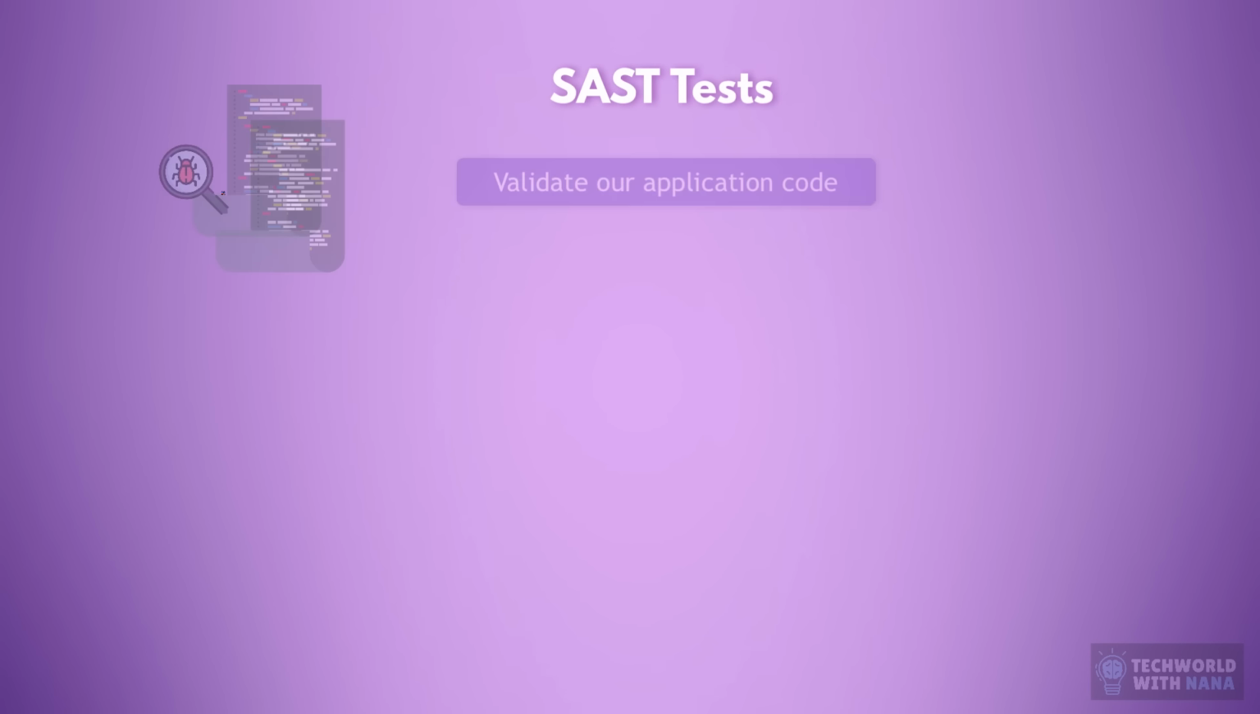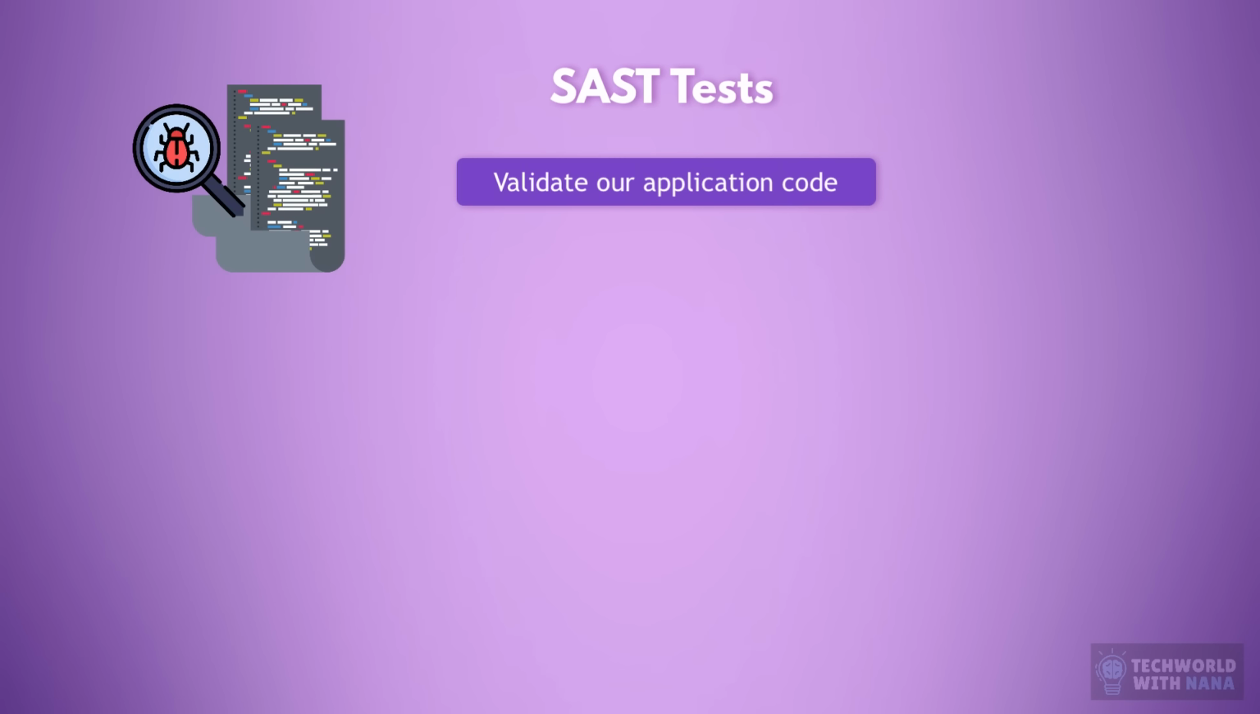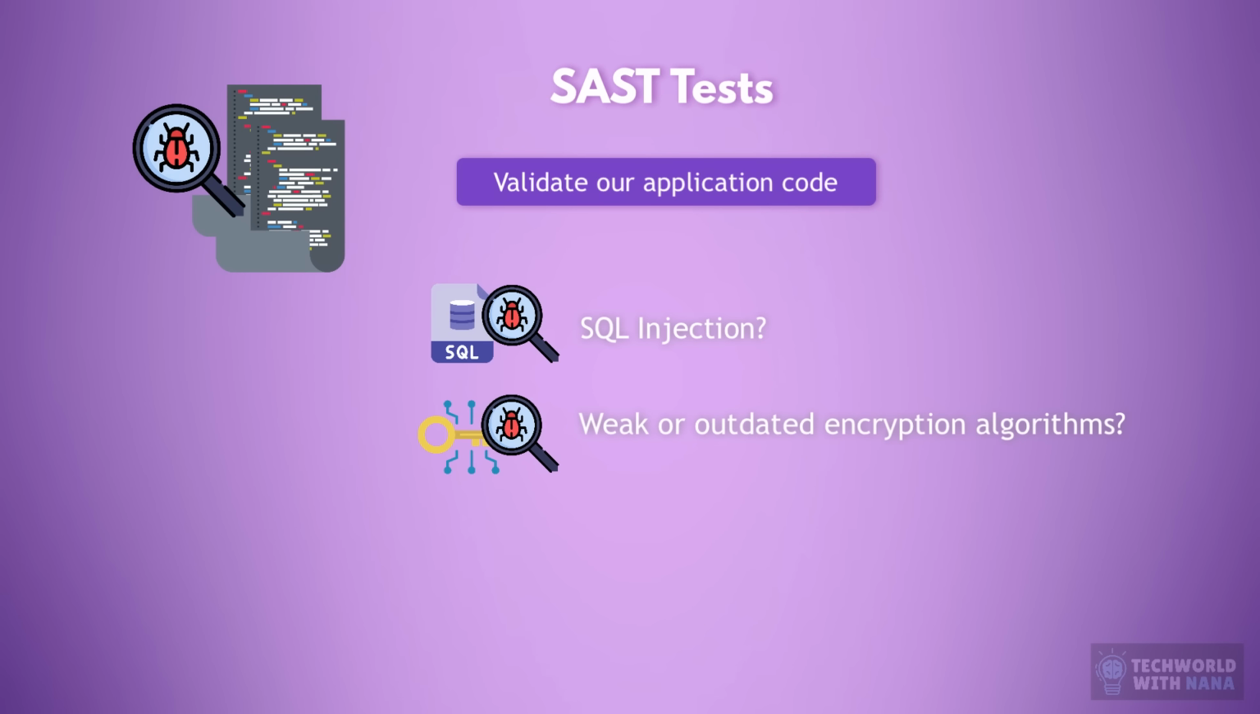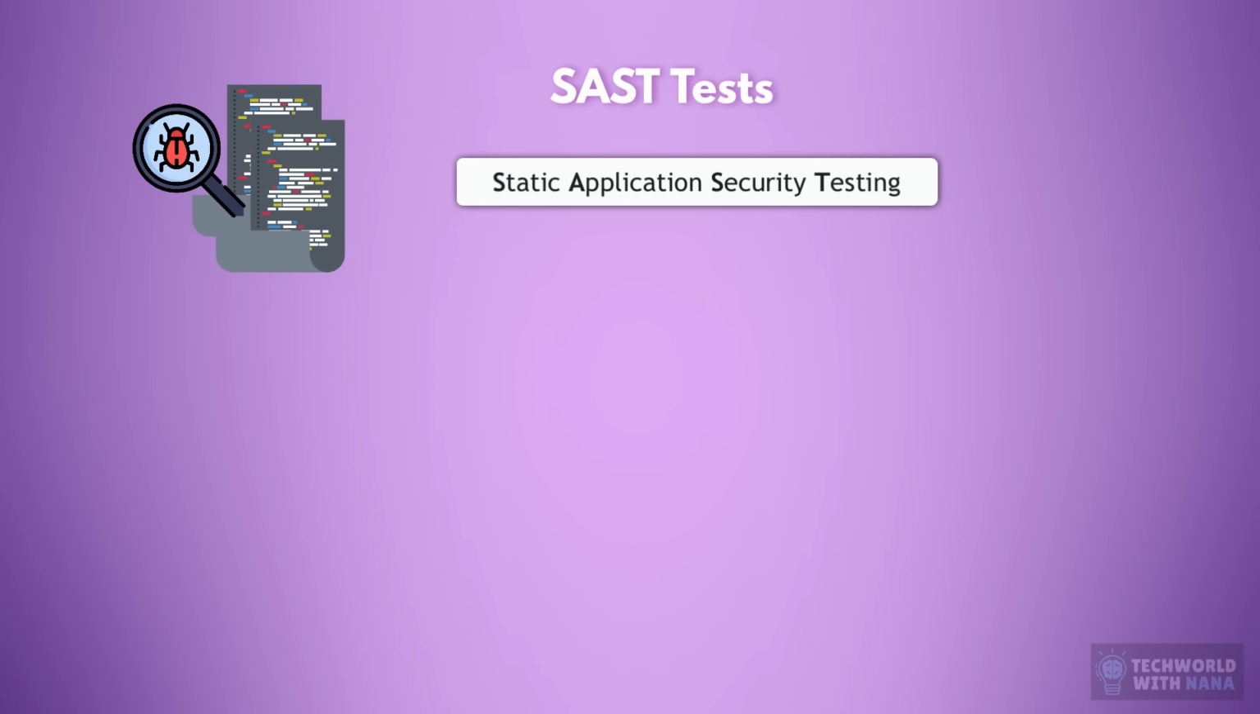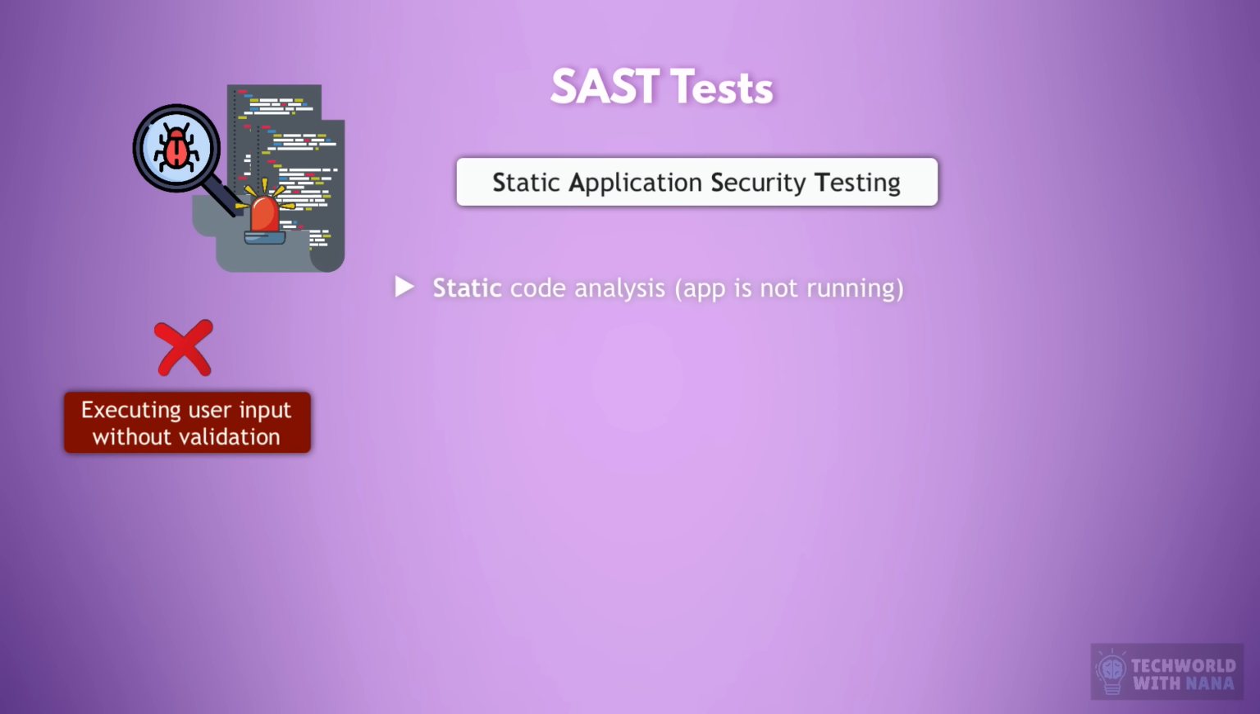First, we want to check the security of our code. Do we allow for SQL injection because we're not sanitizing user input? Are we using weak or outdated encryption algorithms to encrypt user passwords? So all these checks that we're doing in our code to validate for any such security vulnerabilities is called static application security testing, or SAST, where various SAST tools will validate the static code for any of these issues.